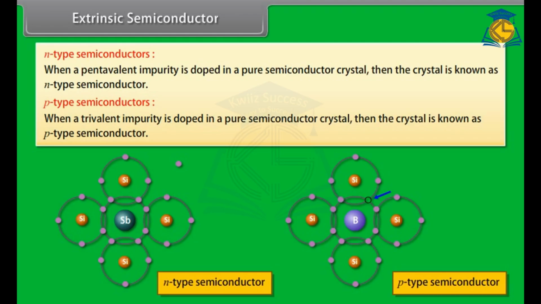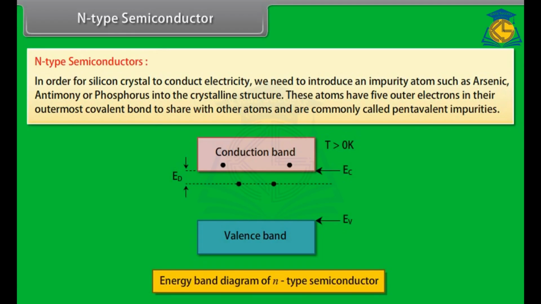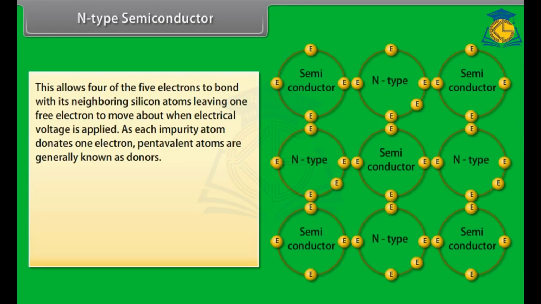P-type semiconductor. N-type semiconductors. In order for silicon crystal to conduct electricity, we need to introduce an impurity atom such as arsenic, antimony, or phosphorus into the crystalline structure. These atoms have 5 outer electrons in their outermost covalent bond to share with other atoms and are commonly called pentavalent impurities. This allows 4 of the 5 electrons to bond with its neighboring silicon atoms, leaving 1 free electron to move about when electrical voltage is applied.